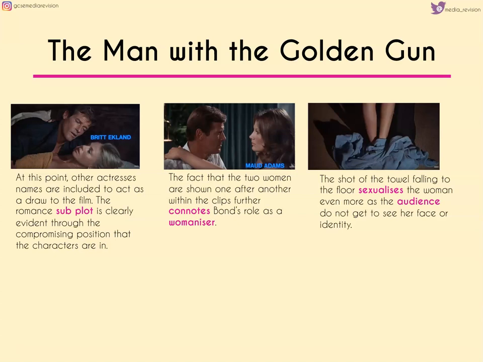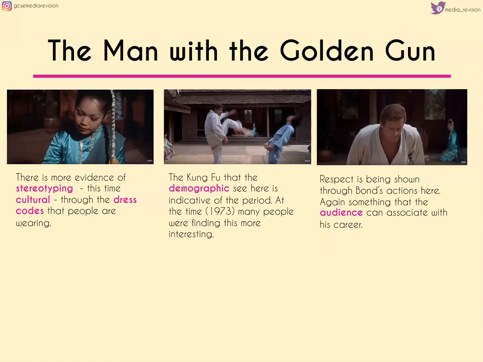Particularly when we then see the towel falling to the floor, which sexualises the woman even more, because for the audience we don't get to know which one of the women it is who dropped this towel, whether it's a completely different woman altogether. So because we don't see her face, we remove her identity and completely sexualise and objectify her. Now we then have more evidence of stereotyping, this time cultural, through the dress codes that people are wearing and through the kung fu scenes that we can see in the centre shot here.